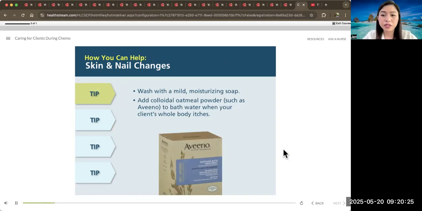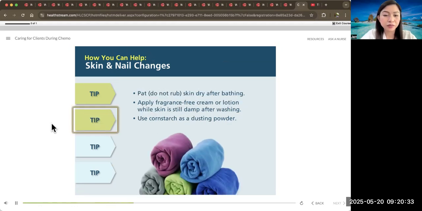Wash with a mild moisturizing soap. Add colloidal oatmeal powder such as Aveeno to bath water when your client's whole body itches. Pat, do not rub, skin dry after bathing. Apply fragrance-free cream or lotion while skin is still damp. After washing, use cornstarch as a dusting powder.